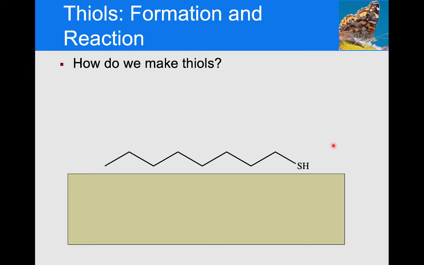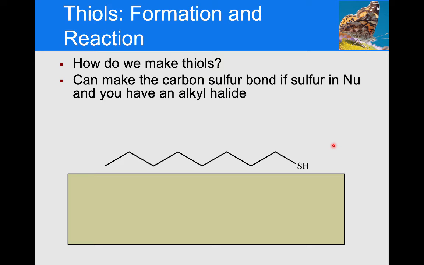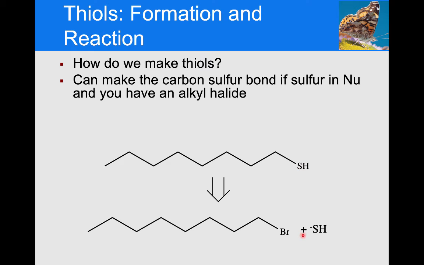Now let's talk about how we make thiols. The way you make thiols is very representative of how you would make alcohols. For example, you could make a thiol if you think about making the carbon-sulfur bond if this was nucleophilic and this was electrophilic. Just like making alcohols, if the oxygen was nucleophilic, like doing an SN2 reaction between hydroxide and alkyl halide, you can do the same thing to make the thiol. You can take sulfide and react it with an alkyl halide in an SN2 reaction.